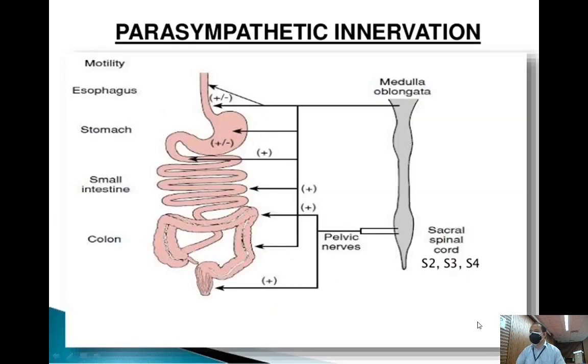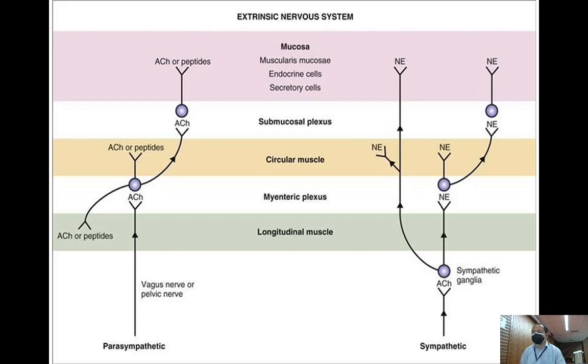The parasympathetic, I have said, is a craniosacral outflow. So basically, facial nerve, vagus, and glossopharyngeal would be the cranial part that control the upper part of the GIT. The lower part of the GIT is being controlled by the pelvic nerve, which is basically a sacral outflow. This is nothing but the same thing that I've discussed, but presented differently, so you can use this as well.